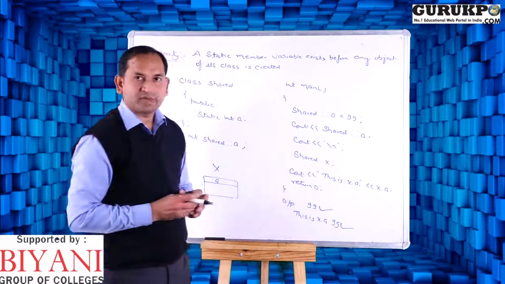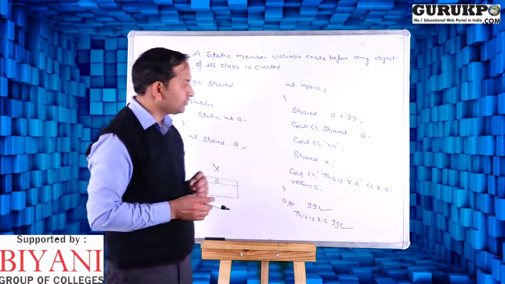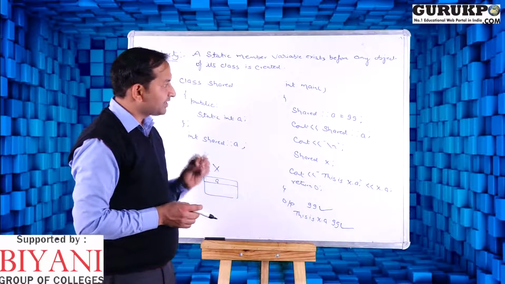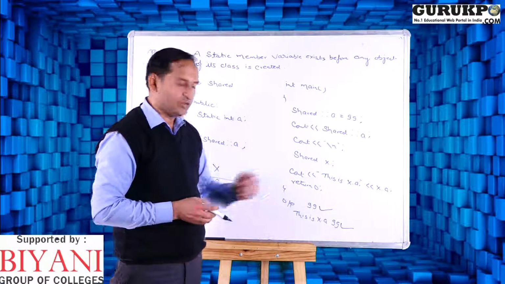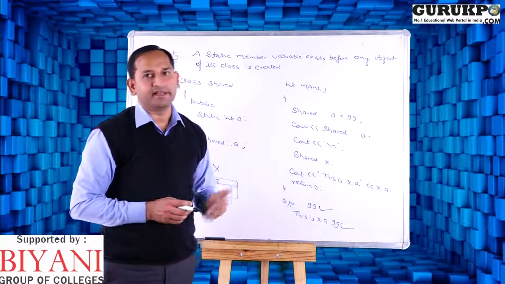Return 0 is the proper termination of the program. So here we can easily observe that the static member variable exists before any object of its class is created. We are printing the value 99 without creating any object.